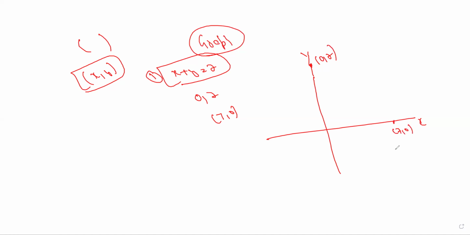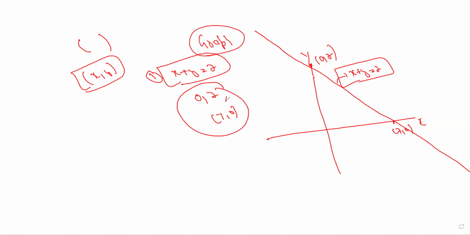What do you need to do? Just join these two points. Fine. So this will be the graph of the equation x plus y equal to 7, right? What we need to do is just find two points, put them on the graph and draw the line. You will get the line of that particular equation, right?